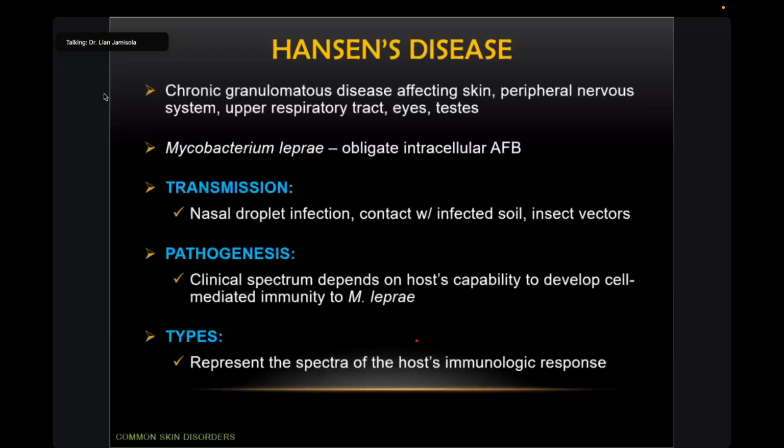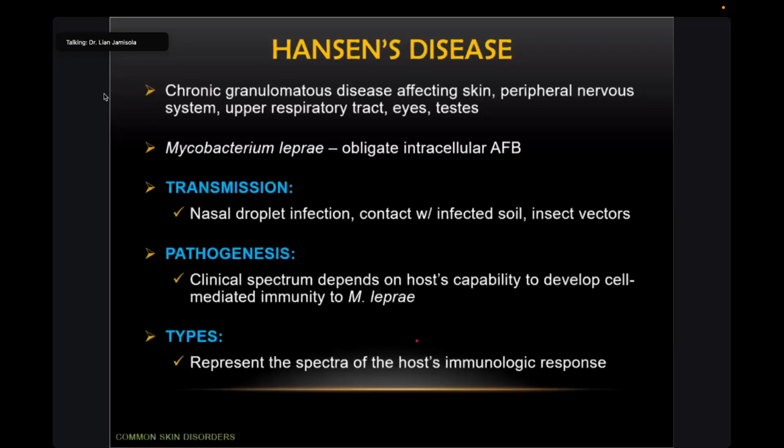So, Hansen's disease, leprosy, or ketong in Tagalog, no? Okay, so this is a chronic granulomatous disease affecting the skin, peripheral nervous system, upper respiratory tract, eyes, and testes. So I have the last 20 minutes, so medyo bibilisan ko na lang, ha?